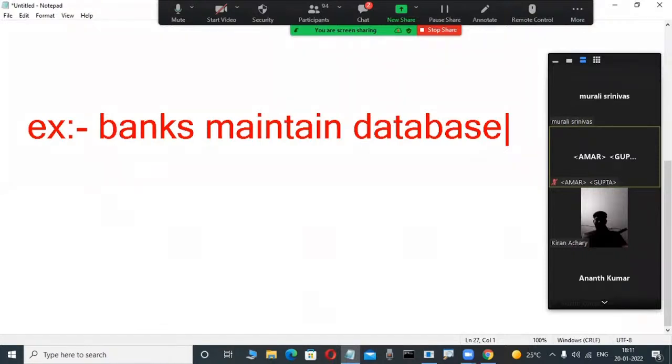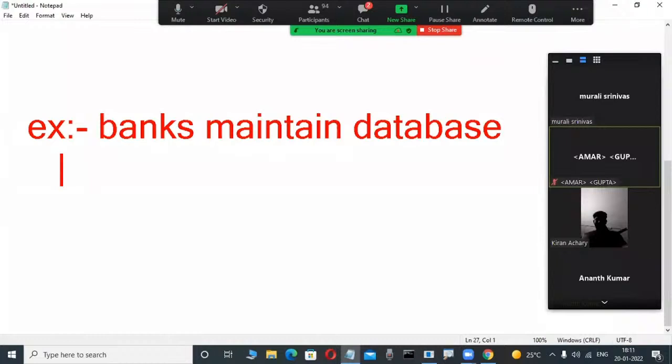Suppose you or I or some customers withdraw some amount. They want those details also. Again, some people are transferring money from one account to another, either online or offline. All those transaction details are stored permanently. Then only can we operate everything. That's why banks maintain databases. Everyone understands banks.